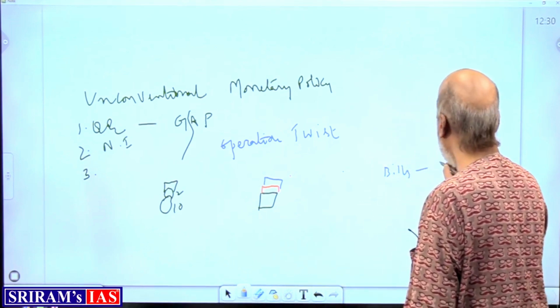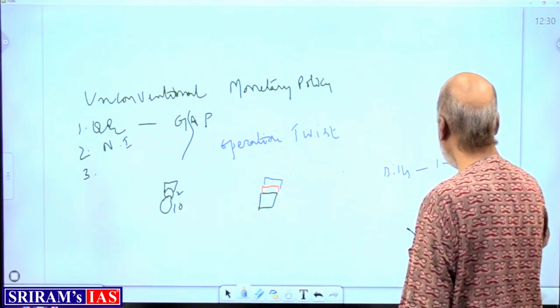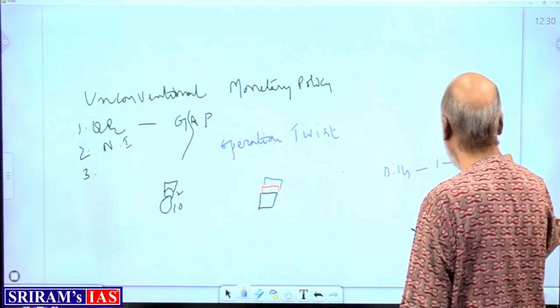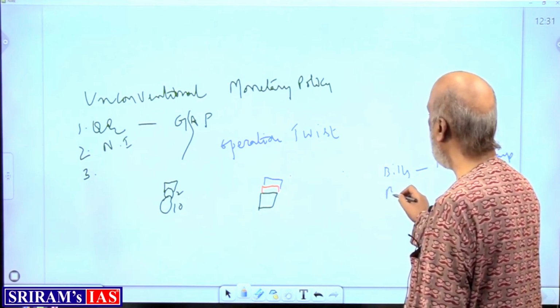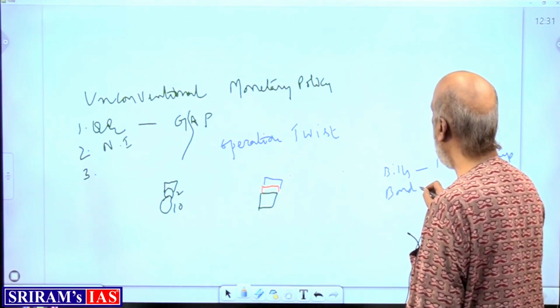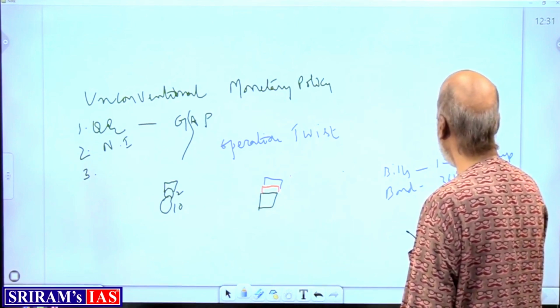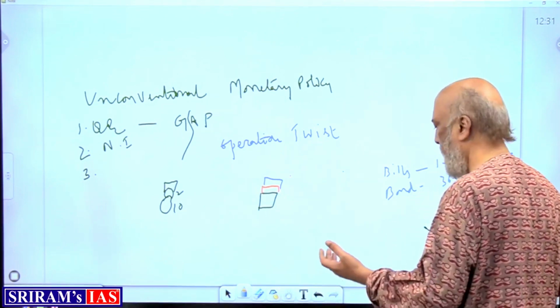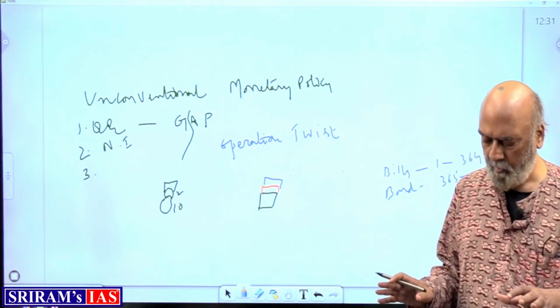For 1 day to 364 days, it is a bill. This is money market. Bond: 365 days, up to eternity, perpetual. In India, for the first time we are going to issue a bond for 40 years.